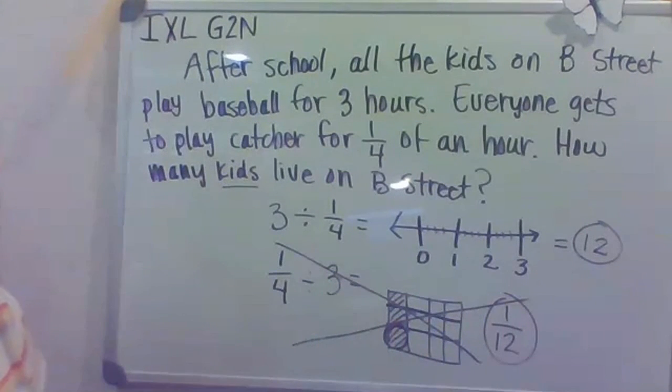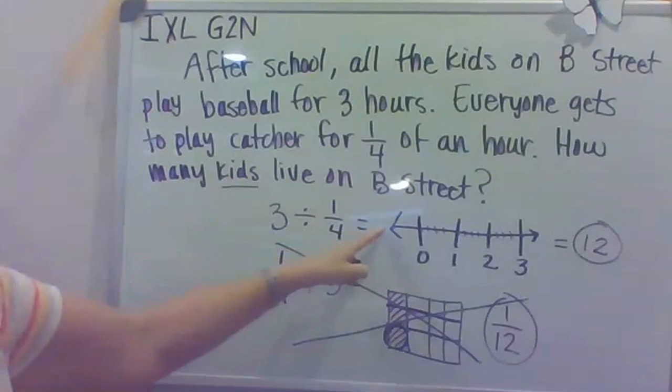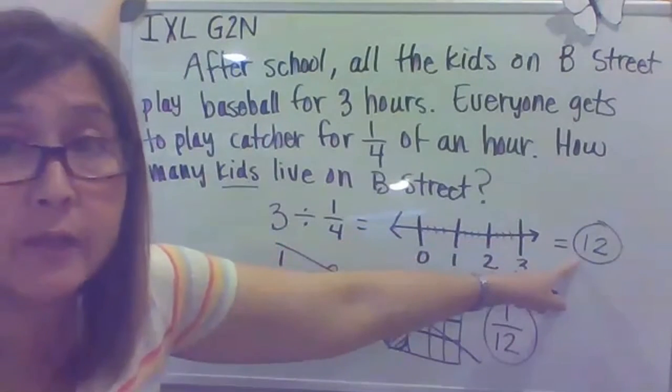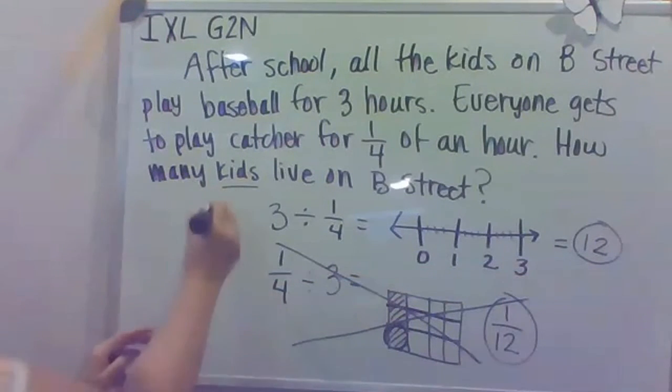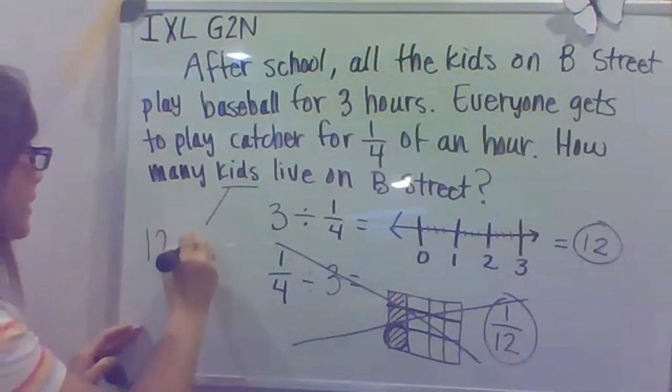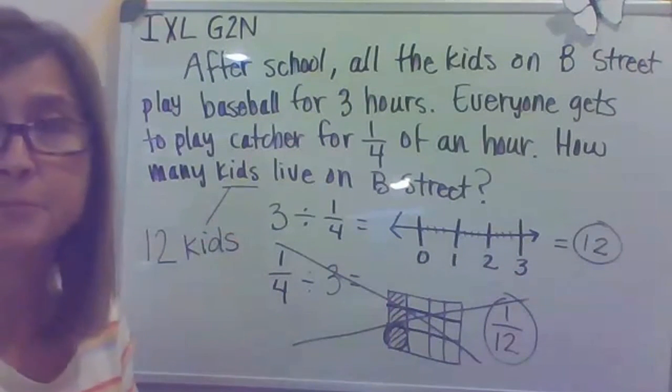So again, you may come to some word problems where you are not sure. I highly recommend, if you can't figure it out, work it out both ways. You start with a whole number, start with your number line. Get your final answer, okay? Think to yourself, is that a logical, reasonable answer? So how many kids live on B Street? 12 kids live on B Street, okay?